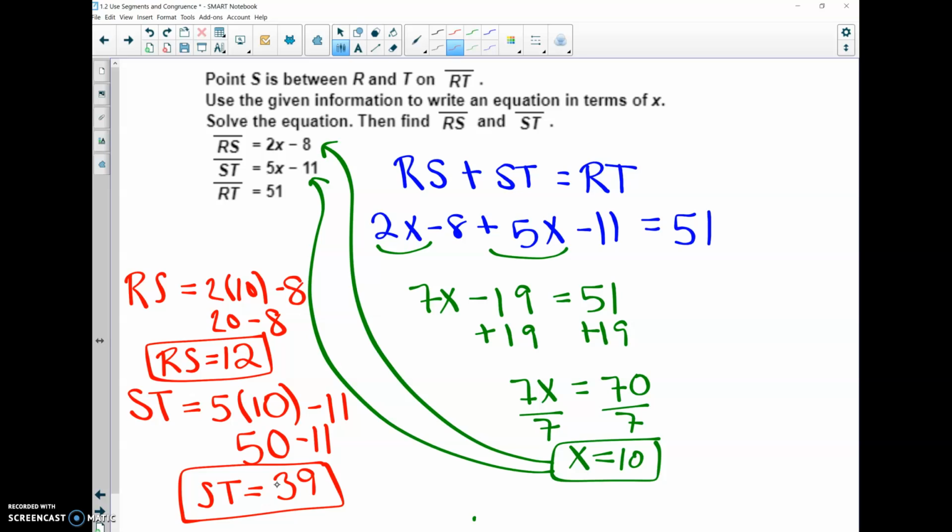A quick check that you could do using the segment addition postulate. Add your 2 values up and make sure that they equal the entire thing. So 12 plus 39 is in fact 51.